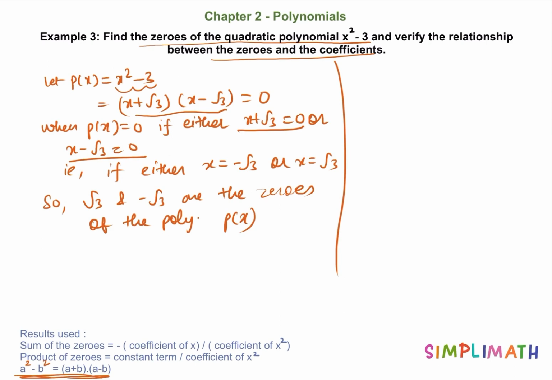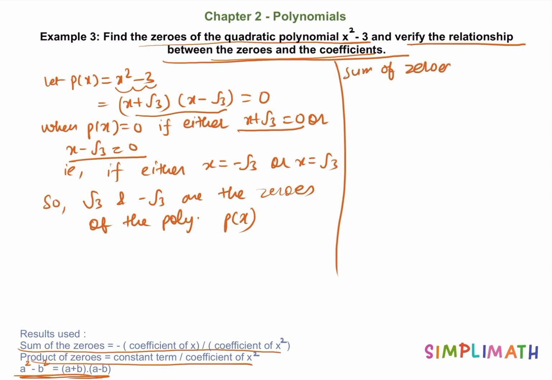Okay, now let us come to the second part of the question, that is, verify the relationship between the zeros and the coefficients. That means we have to verify these two things. All right, now let us come to the first part, the sum of the zeros. The sum of the zeros is √3 + (−√3), which is equal to 0. I can write this as 0 by 1, or I can write this as −0 by 1.